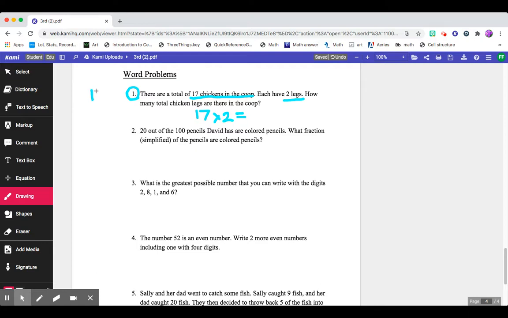So let's show our work. 7 times 2 equals 14. 1 times 2 equals 2. But you have to add 1 there, then 2 plus 1 equals 3. So there are 34 legs.